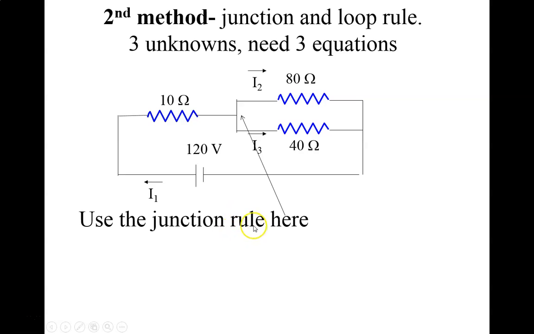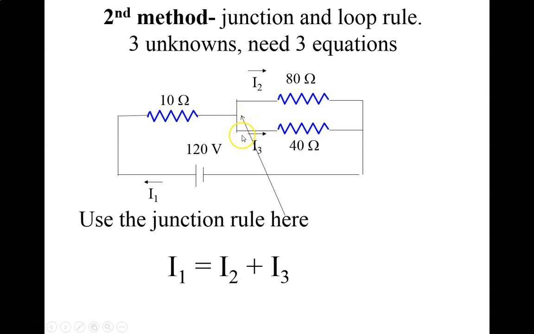So let's look at method 2. Basically what you're going to do is we've got a circuit, and we need to set up what our unknowns are. We want to solve what we're trying to solve with the 3 currents: I1, I2, and I3. Use the junction rule here. I2 equals I1 plus I3.